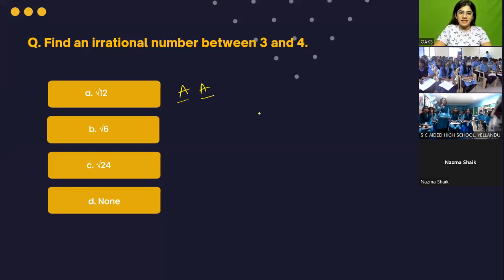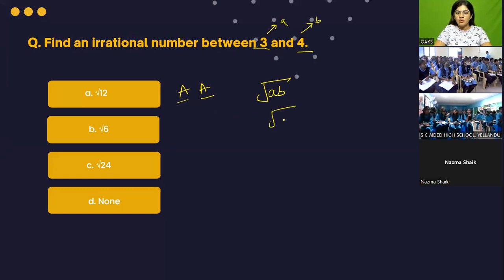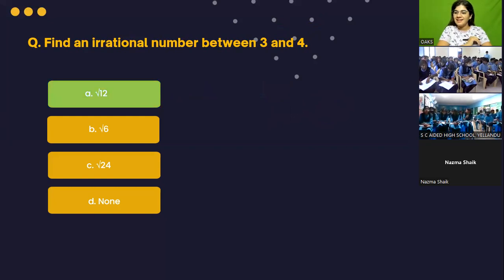Okay, great. We have 3 and 4. So root AB will work. This is A, this is B. So root AB will work. What is root AB? It is root of 3 into 4, that is equal to root 12. So root 12 is the irrational number between 3 and 4. And this is the correct answer.